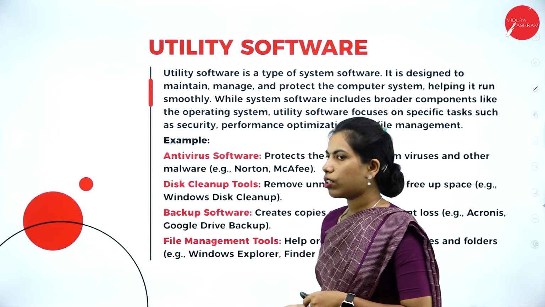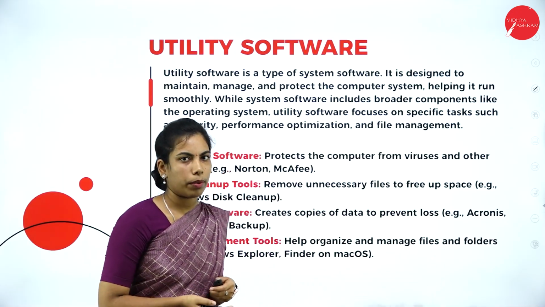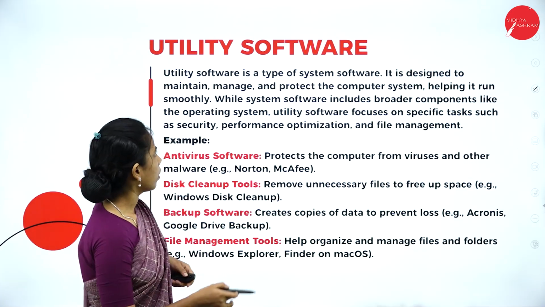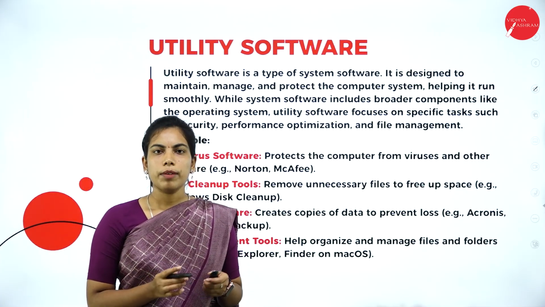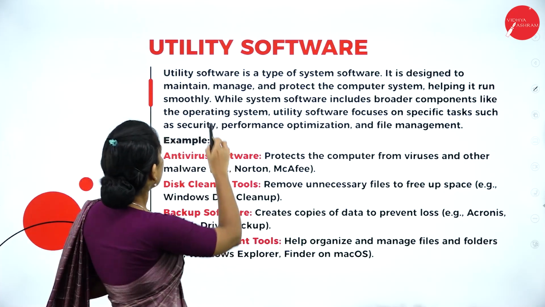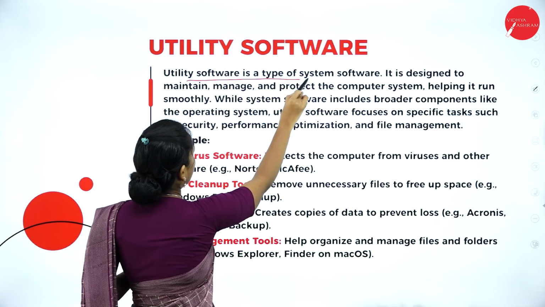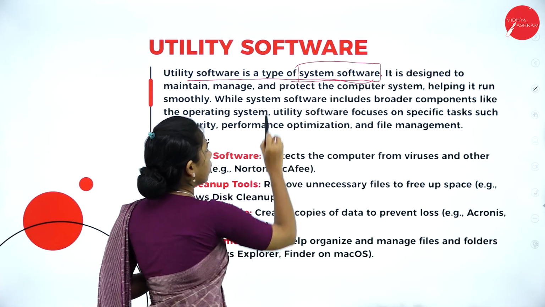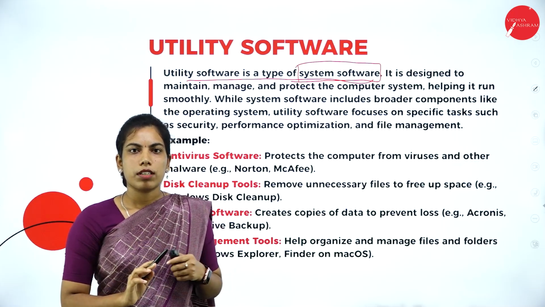So the next one is utility software. Utility software is a subversion, meaning a subtype, of the system software. As I already told, it's a maintenance task. It helps to maintain the system. Here you can see the definition: utility software is a type of system software. This is what you have to concentrate on. It is a subtype of the system software.